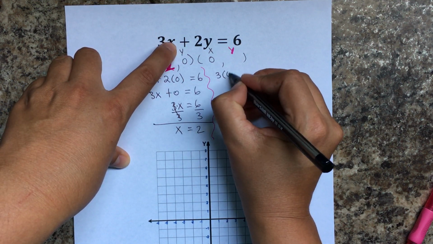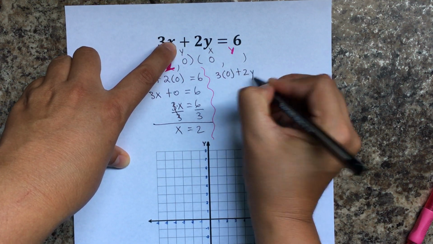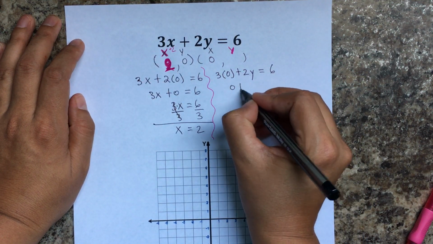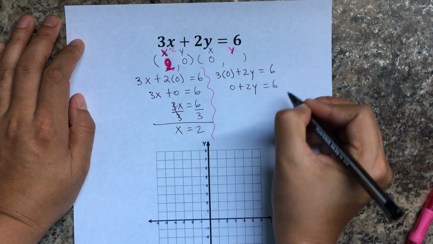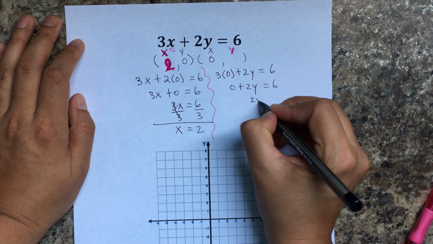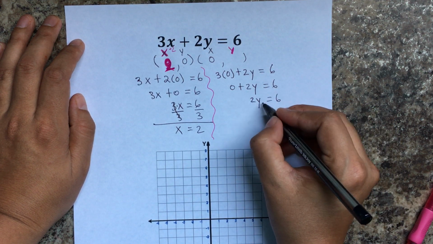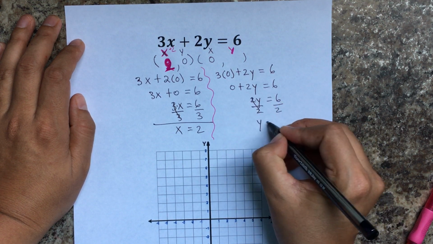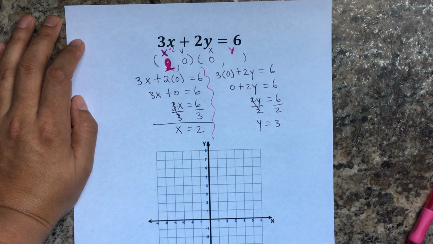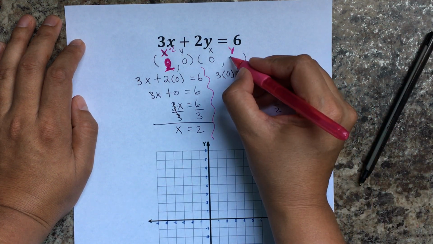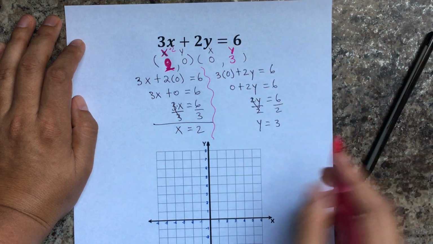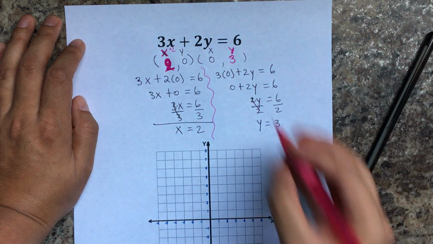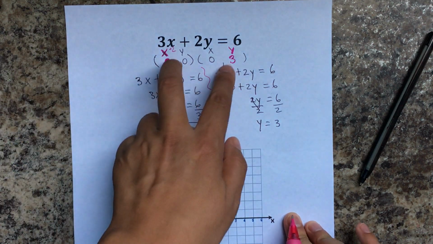3 times 0 plus 2y equals 6. 3 times 0 is 0, plus 2y equals 6. 0 plus 2y equals 6. And if we're multiplying, the opposite is to divide. So y equals 3. Okay, so the value of 3, notice how I'm going to put 0 again. Okay, y is going to be 3. And those are my intercepts.